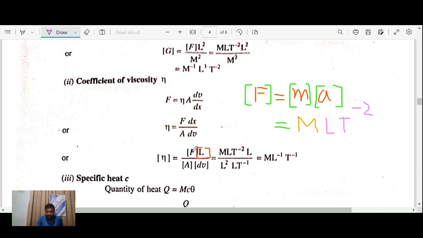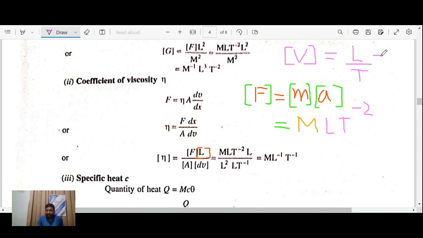Now, in place of F, we can write M L t to the power minus 2, all capitals. Then the L is the length. Once again, length comes. Then area. Area means length into breadth. Breadth is also a kind of length. So dimension of A is L squared. Then velocity, displacement over time. Displacement is a kind of length, right? Divided by time. Directly I'm writing the dimension.